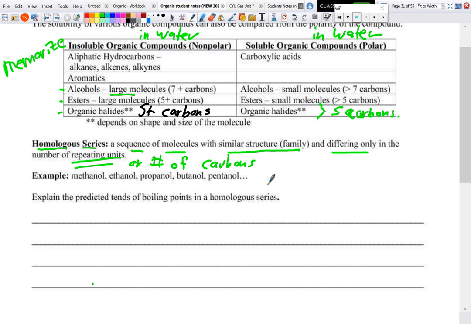Now another one you can have is something like methane, and then jump right up, skip ethane, go to propane, and then skip, go out to, what's next, pentane, and so on. This is still considered a homologous series because we're keeping the same family. In this case, it is the alkane family, but we are just differing the number of repeating units. In this case, 1 carbon, 3 carbons to 5 carbons, right? But you can see that we're just differing the number of carbons that are there.